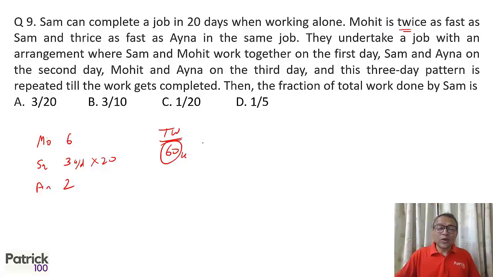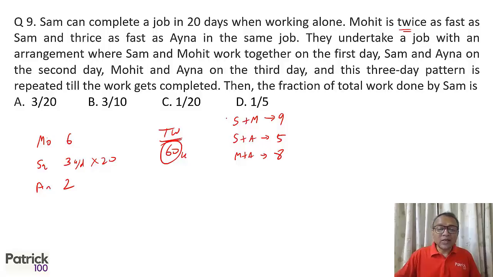Now let's look at the way it works. It is said that first there is Sam and Mohit doing the work. If Sam and Mohit do the work, they do 9 units of work. Next, Sam and Anya do the work, so 3 plus 2 will give you 5 units of work. And last is Mohit plus Anya doing the work, so 6 plus 2, 8 units of work.